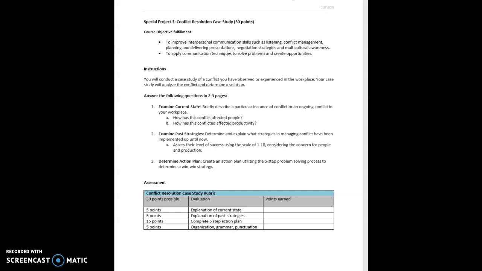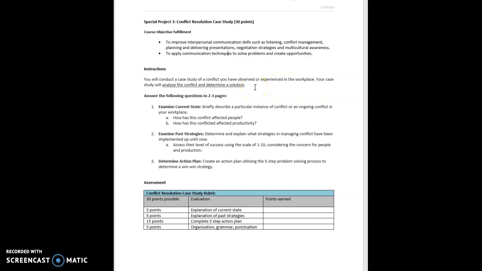Instructions for Special Project 3, a conflict resolution case study worth 30 points. You will see there's 2 key learning objectives this project fulfills. Okay, instructions. You will conduct a case study of a conflict you have observed or experienced in the workplace. Your case study will analyze the conflict and determine a solution.